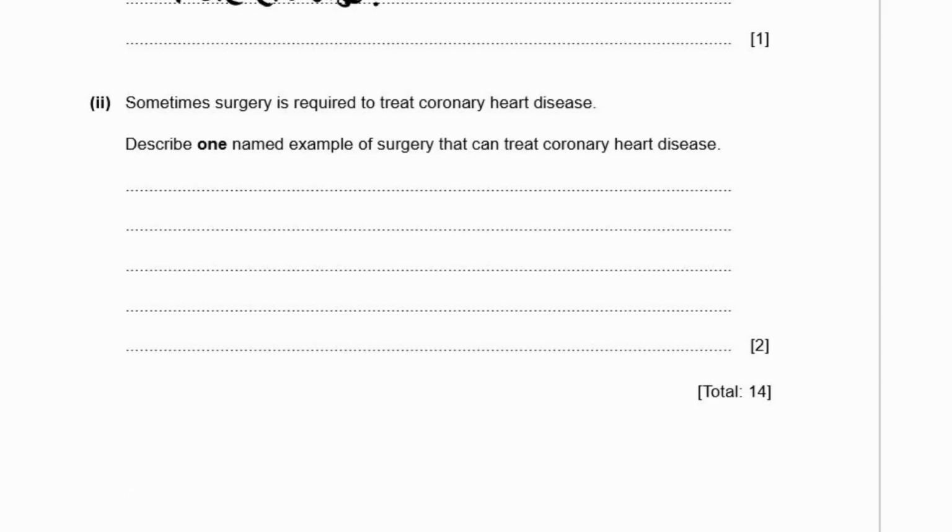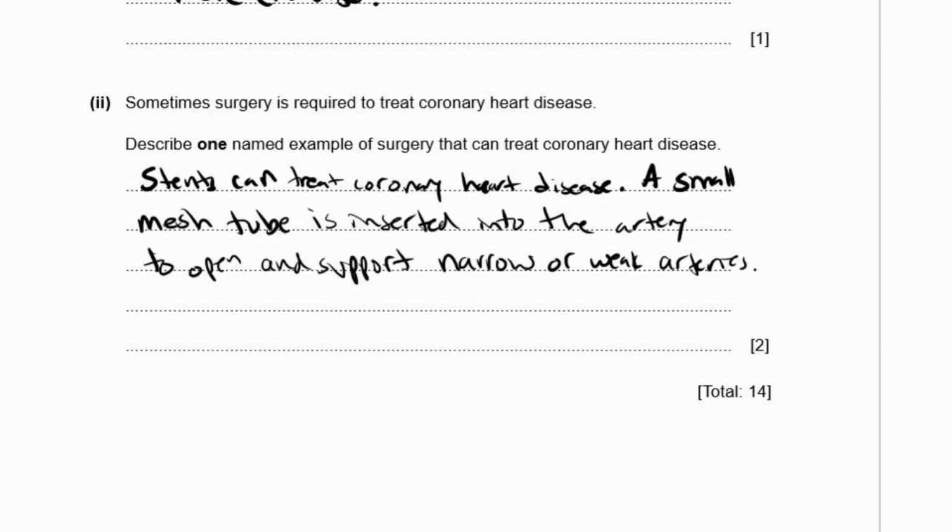2. Sometimes surgery is required to treat coronary heart disease. Describe one named example of surgery that can treat coronary heart disease. Okay, one thing you could say is you could discuss stents. So stents can treat coronary heart disease. How? A small mesh tube is inserted into the artery to open and support narrow or weak arteries.